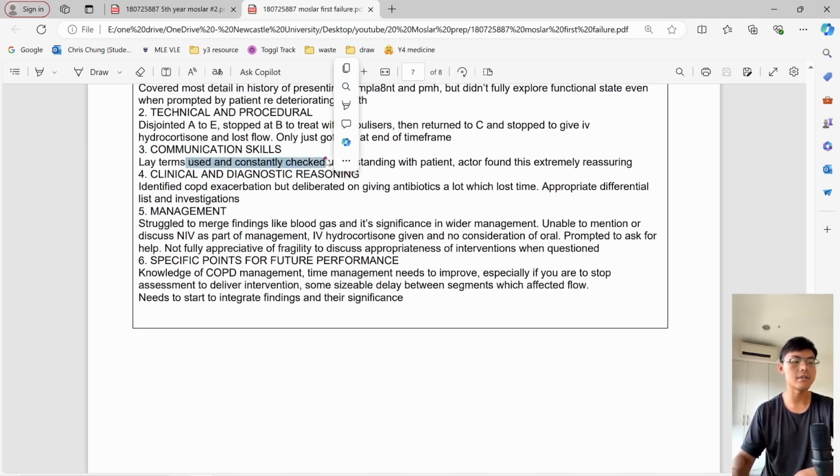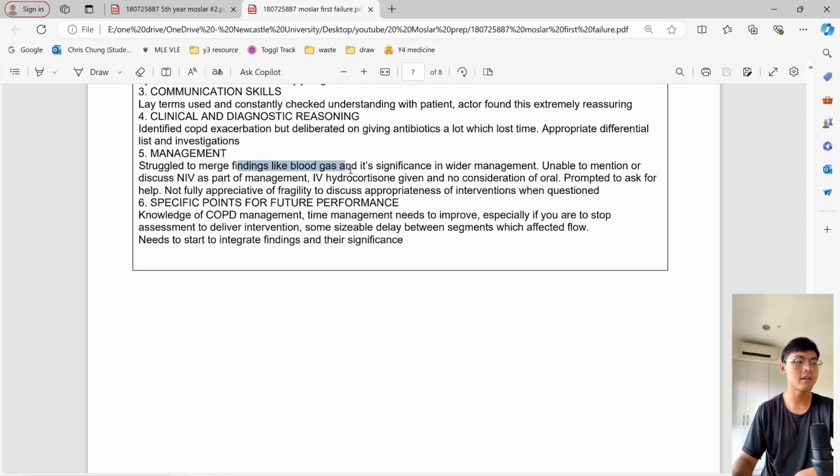Communication, I was talking to the patient alongside, which is extremely reassuring. It's good. Identifying the exacerbations, yeah, you can see that younger myself was really fixed-minded on antibiotics, which is not very good. Struggle to merge the findings of ABG.